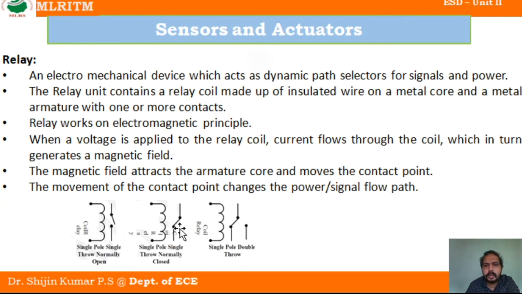So this is normally closed. Normally closed means normally current will flow through it, and if you are providing a voltage, then the magnetic field will be activated and it will become an open circuit. So this is single pole double throw. Here two connections are there. Either it will be connected to this pole or it will be connected to this pole. This type of relay is called a bipolar relay.